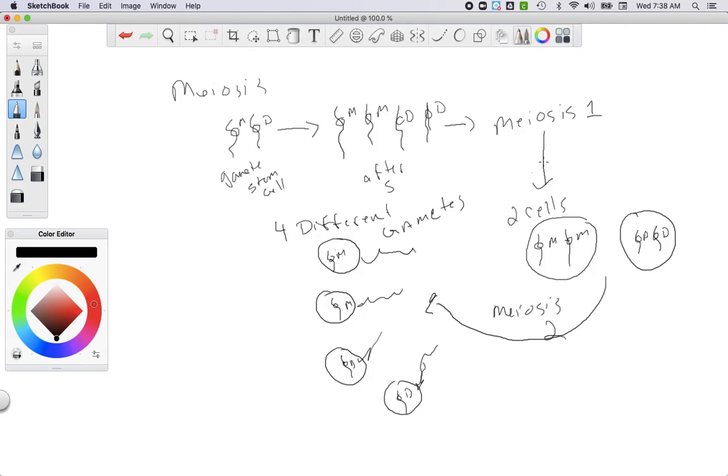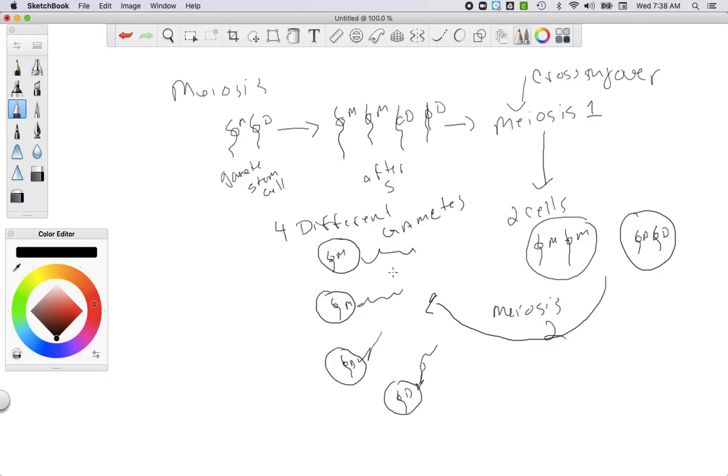But the fact of the matter is, because of crossing over, just because this one has an M and this one has an M doesn't mean they're exactly the same, because parts of the rest of that chromosome came from the D chromosome. And down here, the same thing. Parts of this chromosome that has the D allele have M pieces on it because of crossing over.